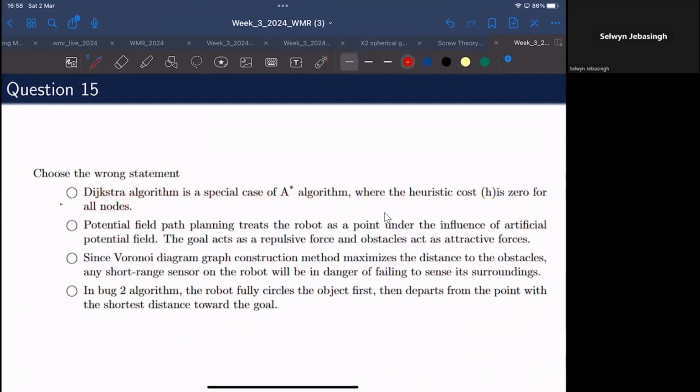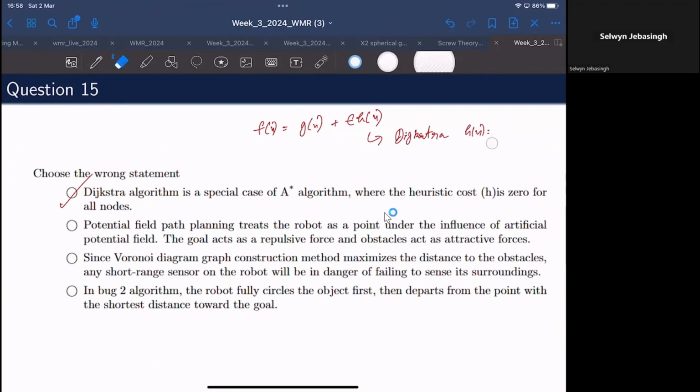So that is indeed true because f of n, the expected cost, is path cost plus epsilon times heuristic cost. In case of Dijkstra, this heuristic cost is 0, but in case of A star, h of n is not 0. So the first option is indeed a correct statement. I'll not take a check mark, because we want to find the wrong statement. So this is true.